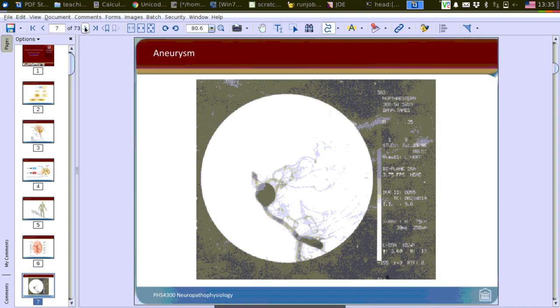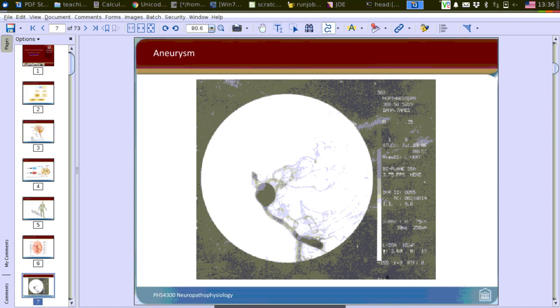So now let's look at more details of the types of strokes. So this is a picture that shows an aneurysm. So this is through an angiogram, a cerebral angiogram. And what happens here is that they put an opaque dye inside an artery. And so when they do x-rays, they can see the dye inside the arteries. So here there's bulging because the wall of the artery has thinned out.